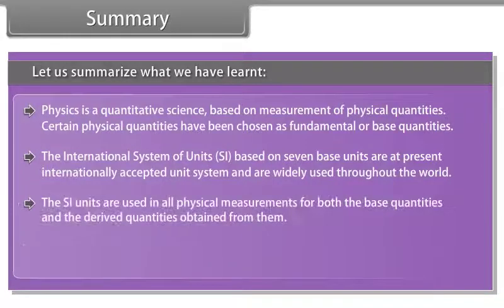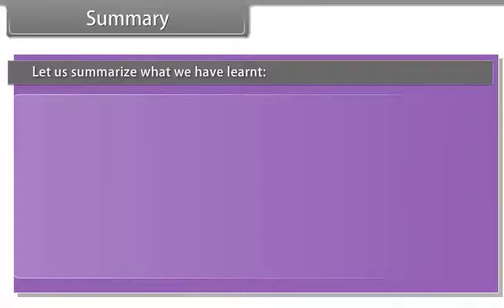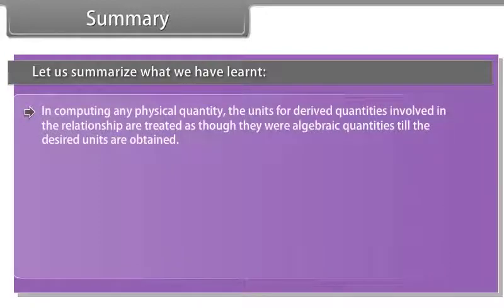The SI units are used in all physical measurements for both the base quantities and the derived quantities obtained from them. Physical measurements are usually expressed for small and large quantities in scientific notation with powers of 10. In computing any physical quantity, the units for derived quantities involved in the relationship are treated as though they were algebraic quantities till the desired units are obtained.